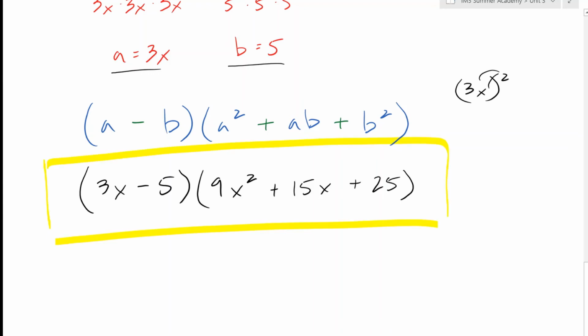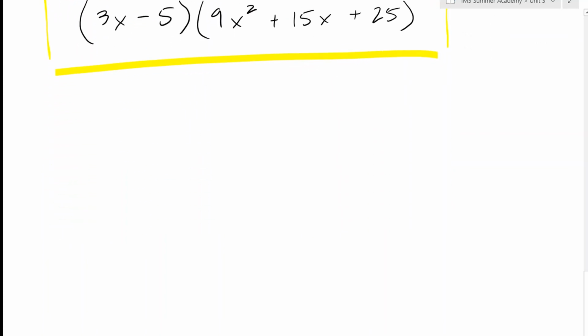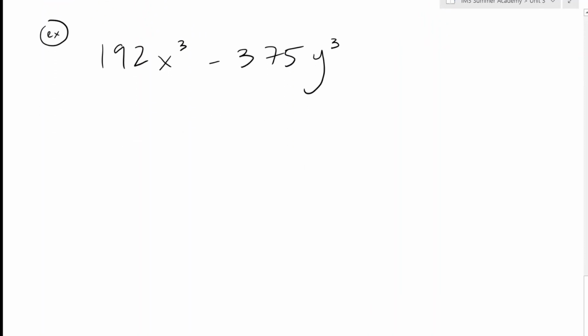Now, if this said to solve, we would have it set equal to 0, and we would be able to go a little farther than that. All right. For example, 192 x to the third minus 375 y to the third. They want us to factor that.